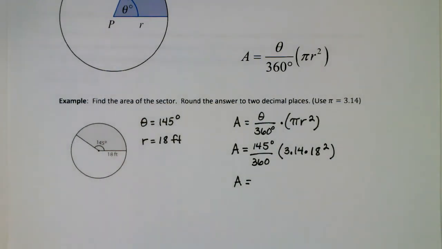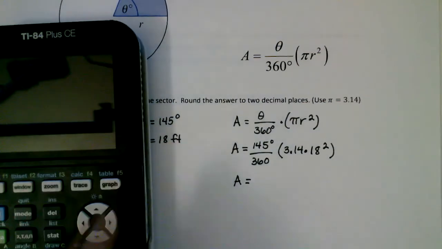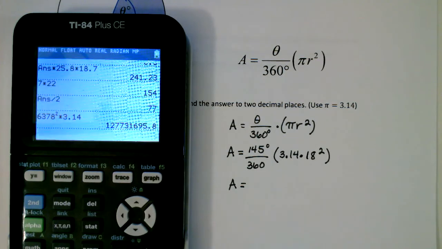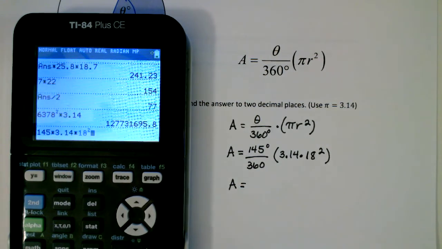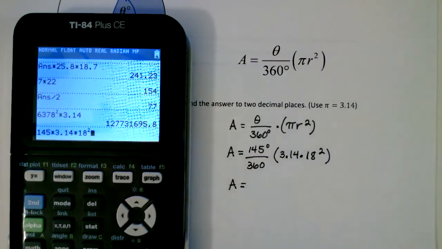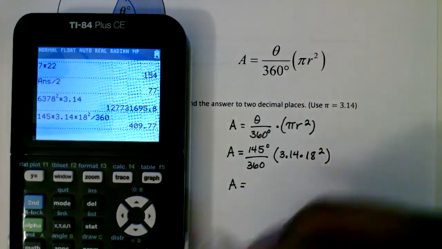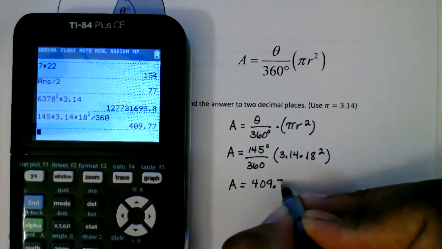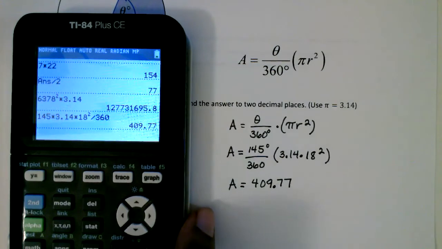Let's see. And we're going to round to 2 decimal places, by the way. What I'm going to do here is this. I'm going to take 145 times 3.14 times 18, and then I'm going to square it. That's all of this in the numerator. And that's going to be divided by my denominator of 360. And hopefully this is right.